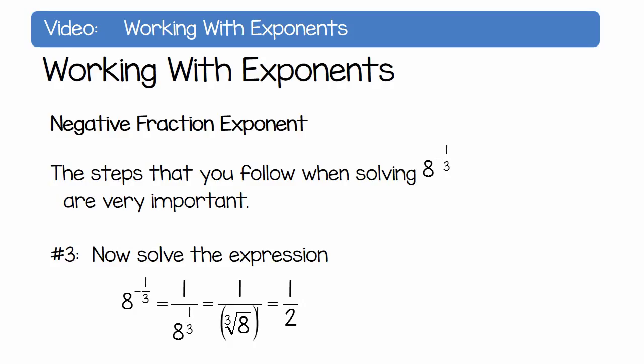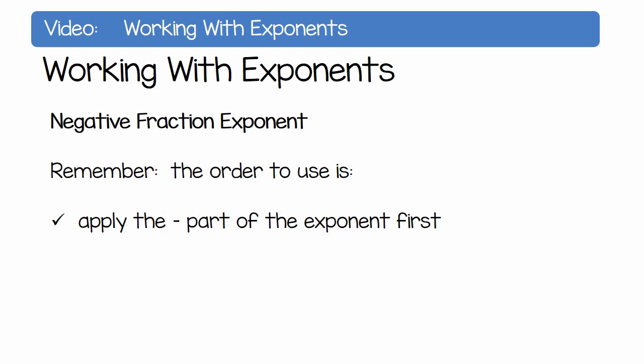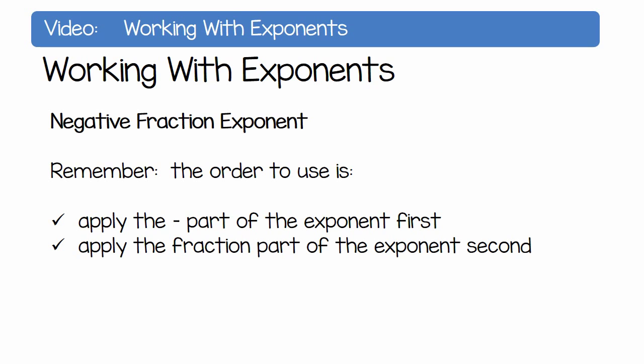Let's review. 8 to the negative 1/3 means 1/8 to the exponent 1/3, which means 1 over the cube root of 8 to the exponent 1, which results in the answer of 1/2. Remember, the order to use is apply the negative part of the exponent first, apply the fraction part of the exponent second, solve the expression.